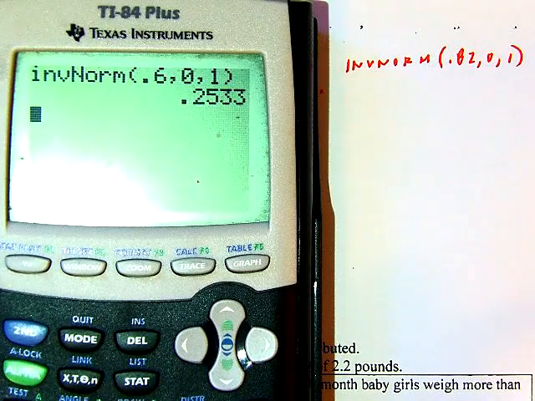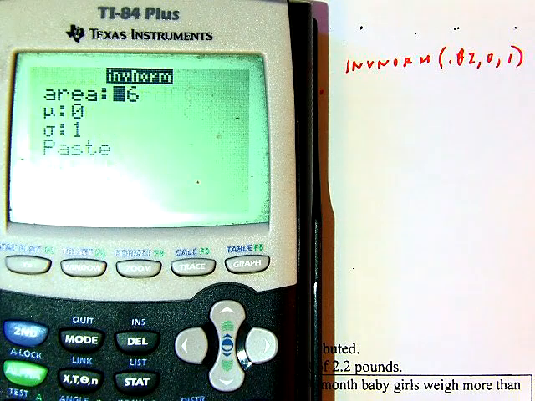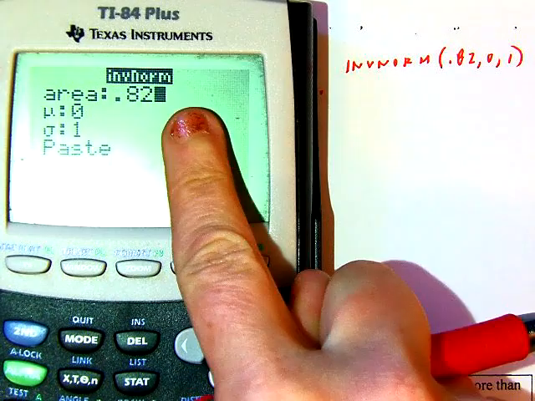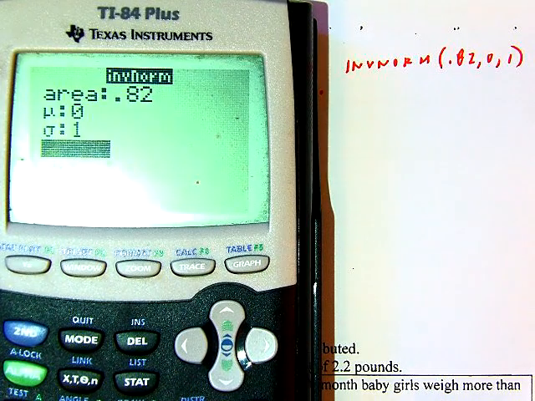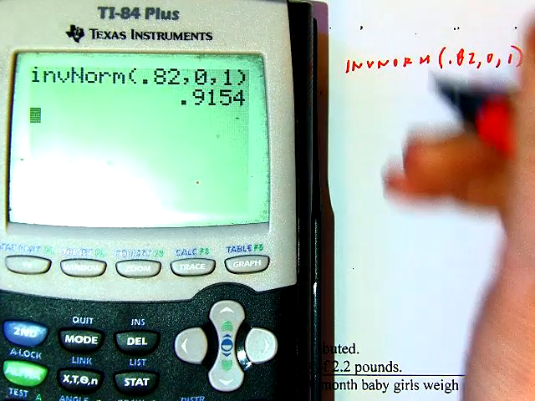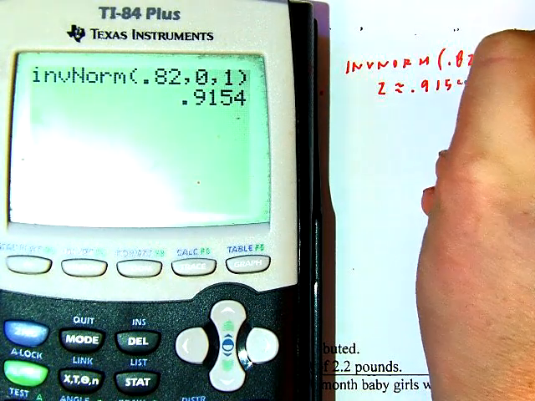Let me show you again. So back to my distributions, inverse norm, 0.82, right? Again, with these older calculators, it's always that proportion below. Mean and standard deviation are always there. We paste it, and it's going to pump out the z-score. So 0.9154.